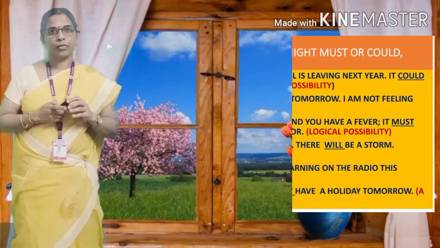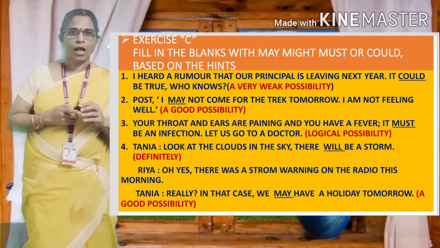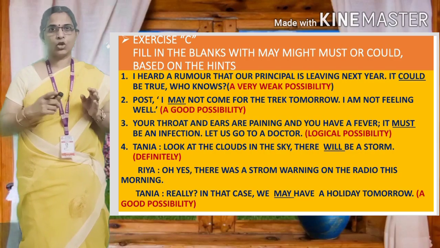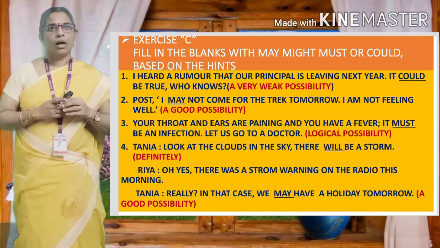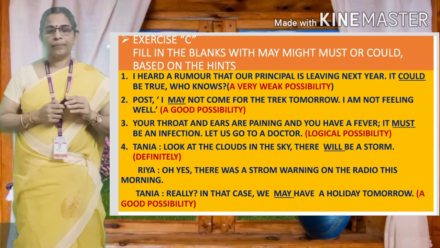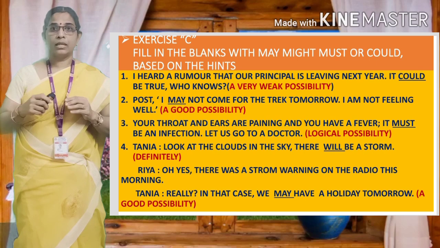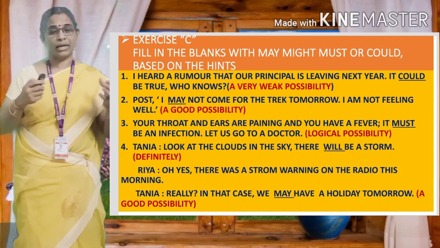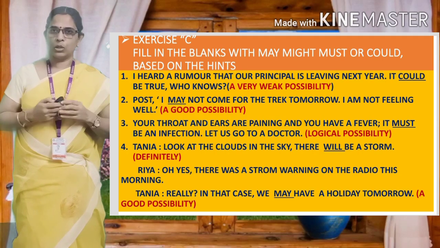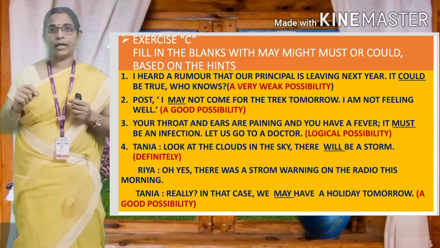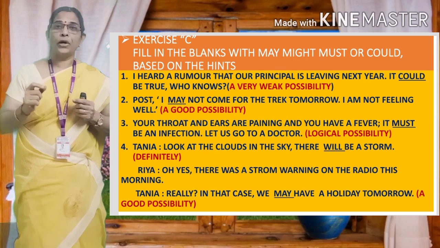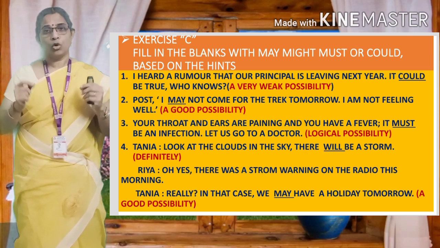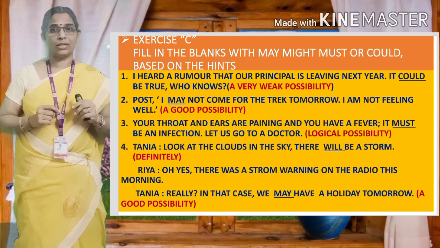Okay. Exercise C. Fill in the blanks with may, might, must or could based on the hints. I heard a rumor that our principal is leaving next year. It could be true, who knows? So that is very weak possibility. It is given in the bracket. Based on the hints, we are going to do this exercise. So it is given a very weak possibility. So you have to use the modal auxiliary could.